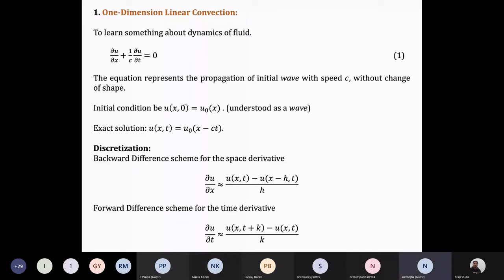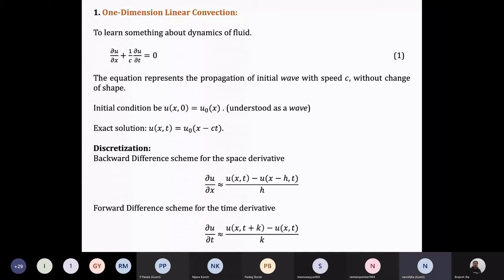Initially, u at x comma 0 is u naught x, and it has exact solution. All of you know by D'Alembert's that it is u naught x minus ct. Not a big deal.